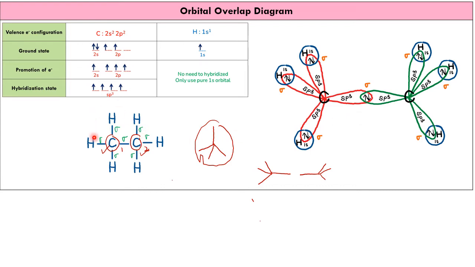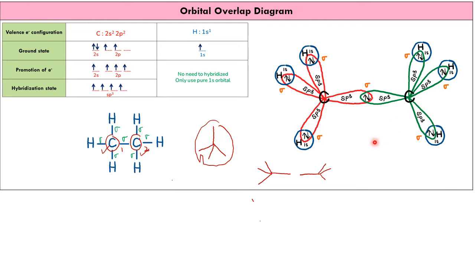So daripada Lewis structure, you will have 1, 2, 3, 4, 5, 6, 7. So check dekat sini ada 1, 2, 3, 4, 5, 6, 7. Okay, so cukup, ada 7 dekat sini. So make sure jangan lupa untuk tunjukkan all the sigma bonds in your orbital overlap diagram.